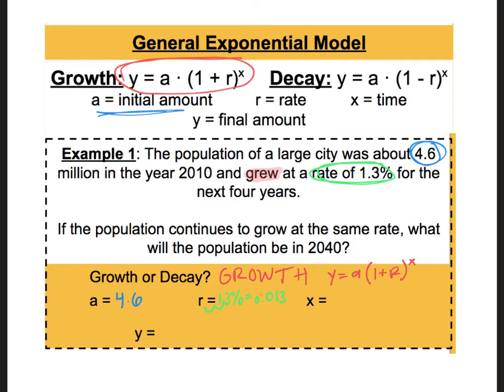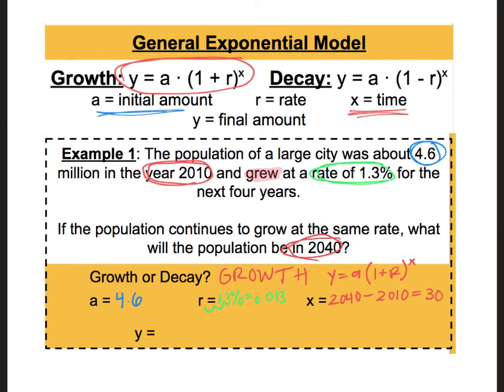The last thing we have to figure out is what is our x value. I'm going to use red for that as well. Again, remember x is your time. Notice that our initial amount is from the year 2010. And then we want to know what happens if the population continues to grow at the same rate. What will the population be in 2040? So to find x, we're actually going to take the year we want to look at, 2040, and subtract from it the year we started with, 2010. So my x value is actually going to be 30.